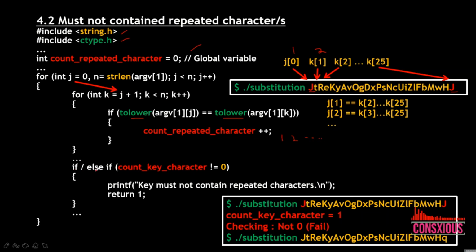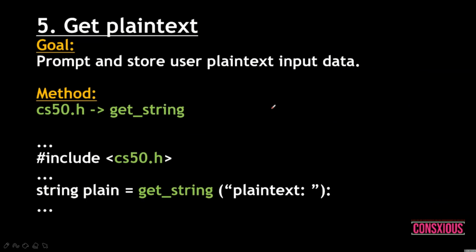Else if the count of the key character is not equal to 0, this is not what we want, so the statement will print "Key must not contain repeated characters." For example, in this substitution key, there's a duplicate J here, so the count of the key will plus 1. We can see it's not equal to the initial value of 0, which fails. This is what we want: there's no duplication.